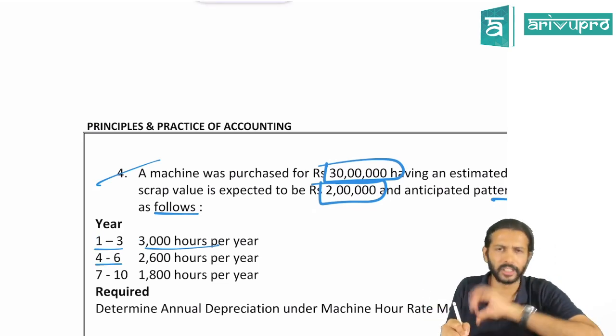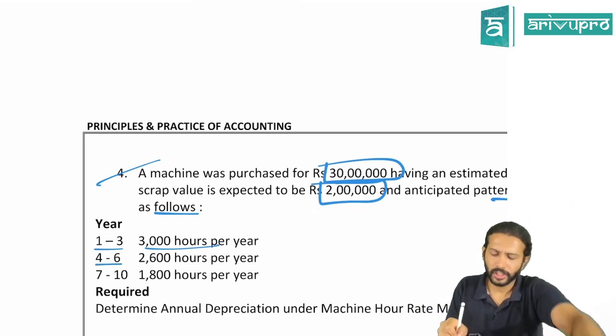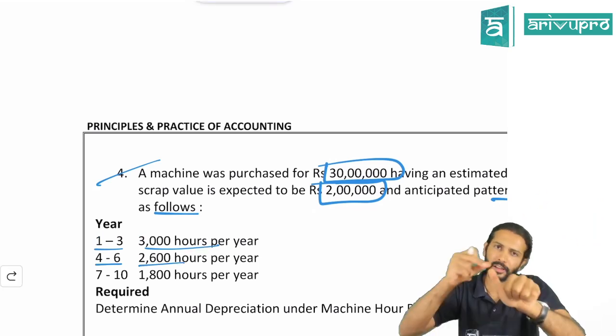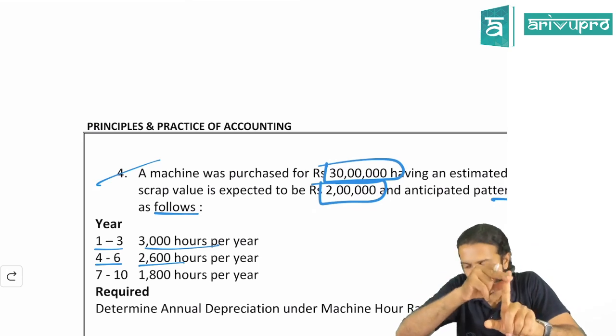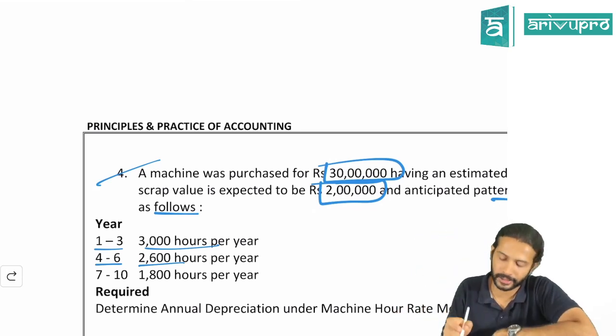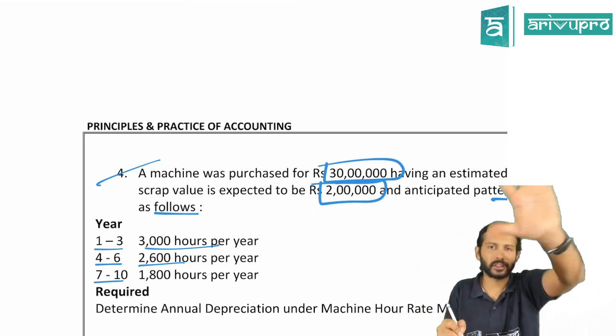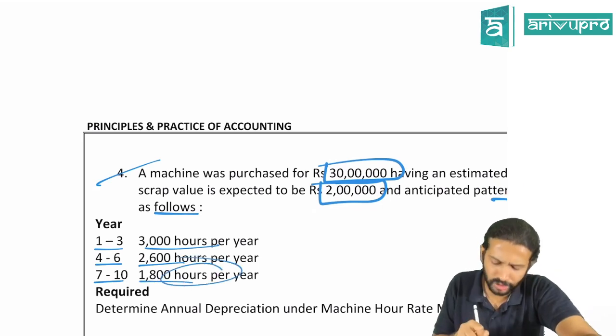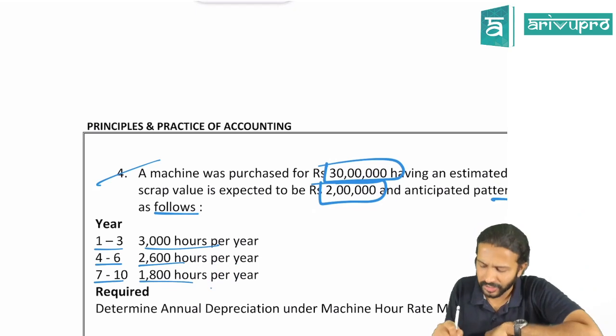For the next 3 years, years 4, 5, 6, they'll use it for 2,600 hours every year. Year 4, 2,600. Year 5, 2,600. Year 6, 2,600. From year 7 to 10, for the next 4 years, the company feels they'll use this machinery only for 1,800 hours every year.